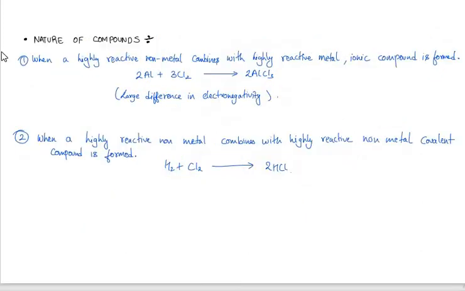Talking about the nature of compounds, when a highly reactive non-metal and a highly reactive metal combine in a chemical reaction, the compound formed is an ionic compound. Let us take an example where aluminum reacts with chlorine gas, so it forms AlCl3. So it's an ionic compound. You can take the other example of NaCl, sodium chloride. Due to the large difference in electronegativity value, we get an ionic compound.